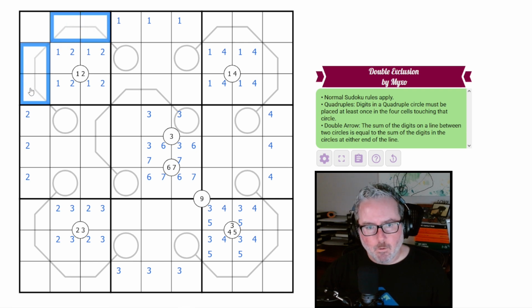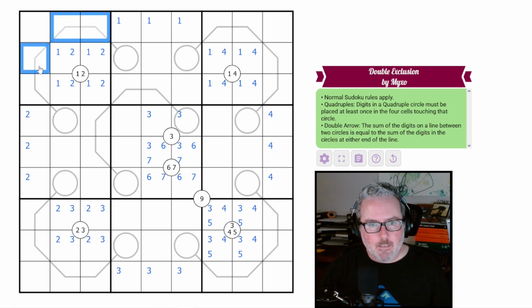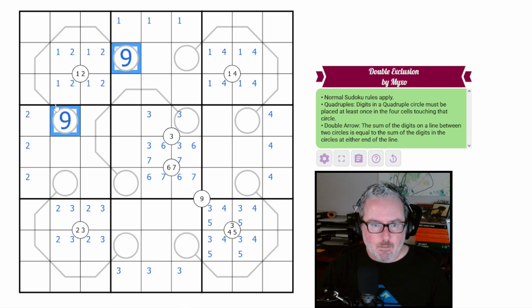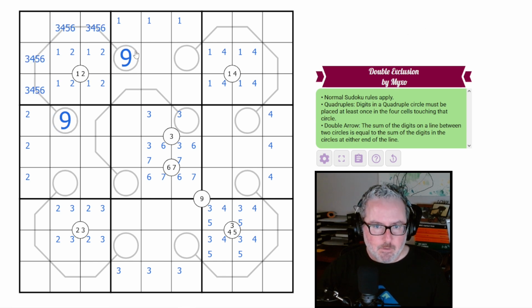These are 4 unique digits. Normally, the bare minimum you can make out of that would be 10: 1, 2, 3, 4. We can't use 1 or 2, so we're looking at 3, 4, 5, 6. That is 18. Perfect. These guys have to add to 18 at a bare minimum. Therefore, they must be a 9 and a 9 here, because that's the only way we can make it work. So these are 3, 4, 5, 6. We've got a 9, 9 pair.